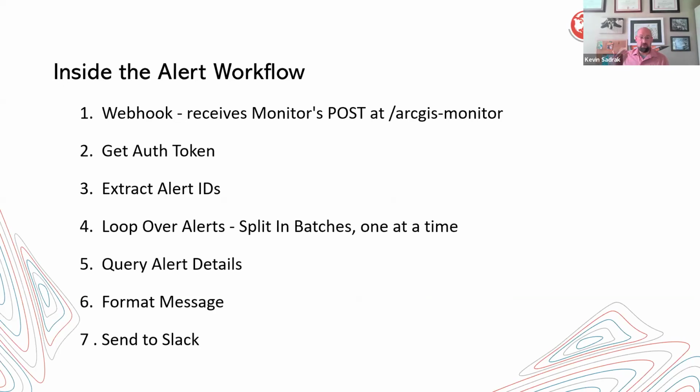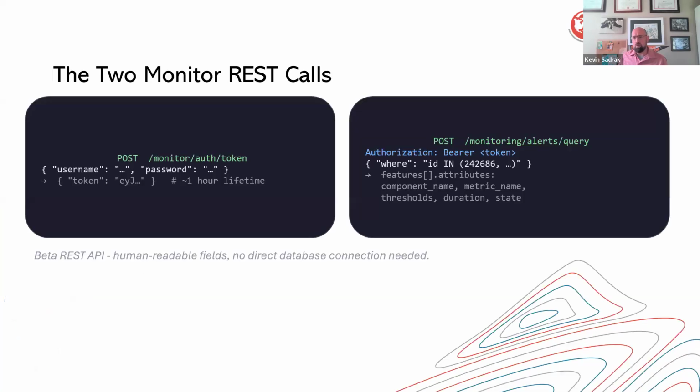So inside of the alert workflow, which I'm going to get back over in a second, the webhook is that first step. So it receives monitor's message, the post message. It authenticates, it extracts, and it loops over the alerts. And it sends that message into Slack. There's not a whole lot of magic here.